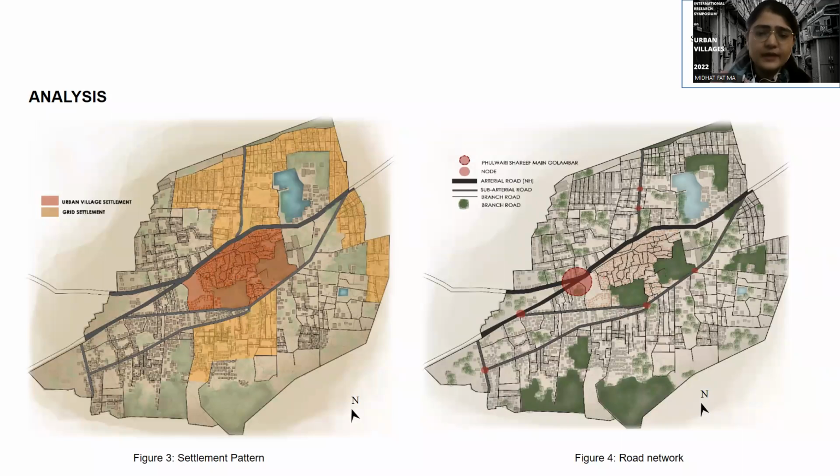In the analysis part, we have covered the settlement pattern and the road network. The red area demarcated shows the urban village settlement in the Fulwari region, and the yellow region shows the grid settlement of certain colonies in the city. And in figure 4, the road network has been demarcated. It shows the Fulwari Sharif main Golambar, nodes, arterial roads, sub-arterial roads, branch roads, and semi-branch roads.